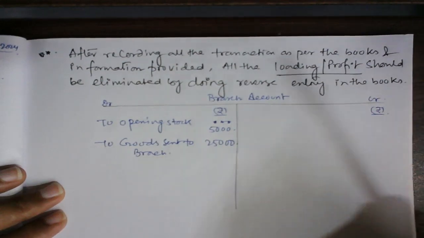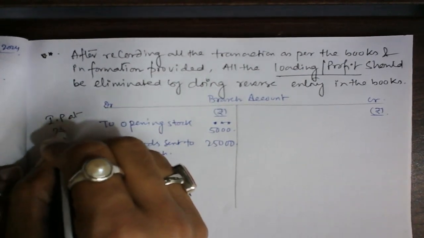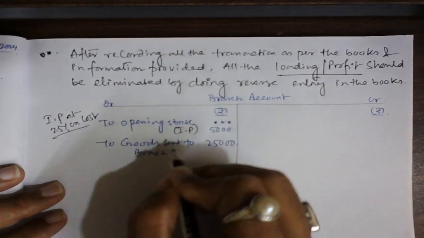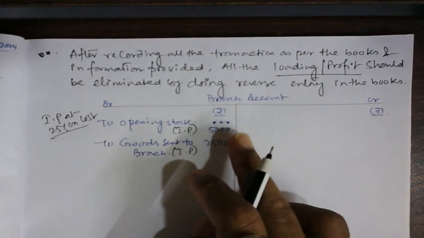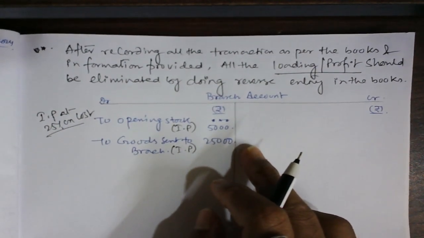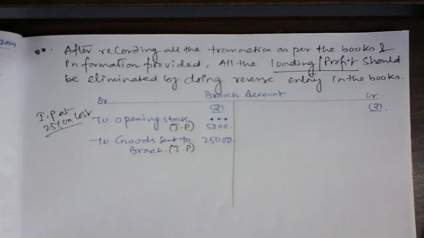Now the question says invoice price is at 25% on cost, and all these figures are based on the invoice price. Whatever figures you are seeing here are all at invoice price. I'm repeating, guys, invoice price is at 25% on the cost. So opening stock at IP is 5,000, and goods sent to branch at IP is 25,000. These are all at IP.